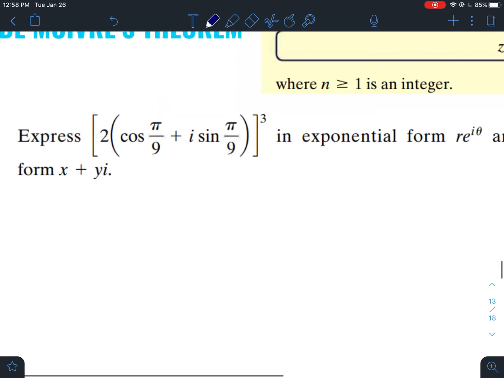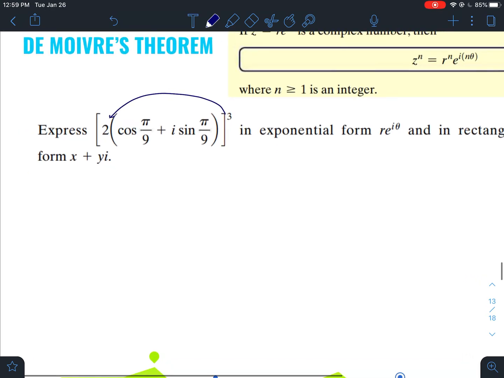Well, in this case, multiply the radii, add the angles. So I'm going to basically distribute that 3 in as an exponent. So I'm going to do π over 9 3 times, or 3 times π over 9. So in polar form, this is going to be 2 to the 3rd, and then it'll be the cosine of 3 times π over 9, because I want 3 of them, right? Because it would be cosine π over 9.